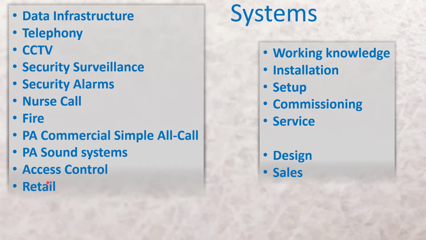So the retail consists of, well, POSs, which is point of sale stations, installing pretty much everything. That includes data infrastructure, telephony, CCTV, all of that. It would be in the whole retail, including access control and security alarms. No school. And maybe some of the PA systems.